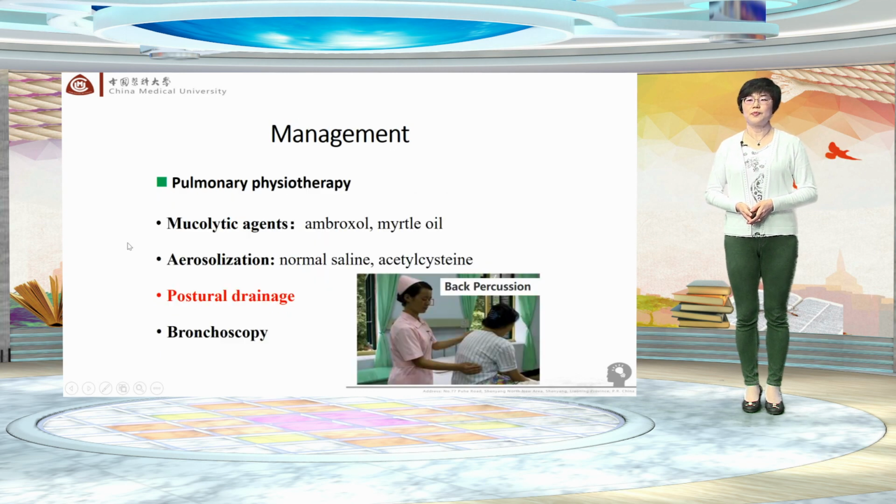The third part is pulmonary physiotherapy. Usually, we should drain the sputum from the lung. So mucolytic agents are usually prescribed for these patients, such as ambroxol. Aerosolization could also be used. With this, acetylcysteine could be used for aerosolization, and back percussion is also used by the nurses.